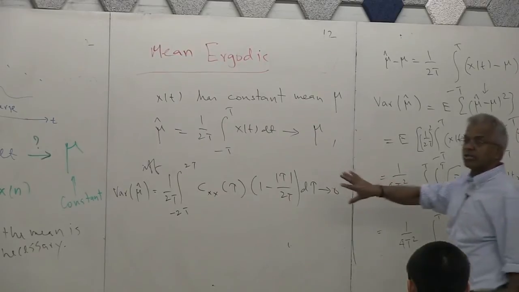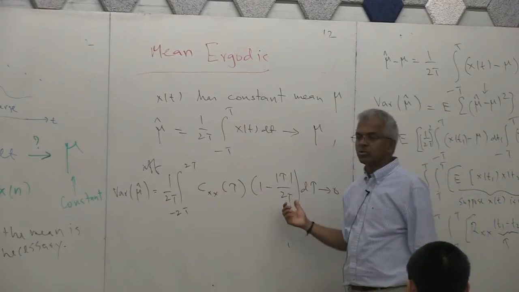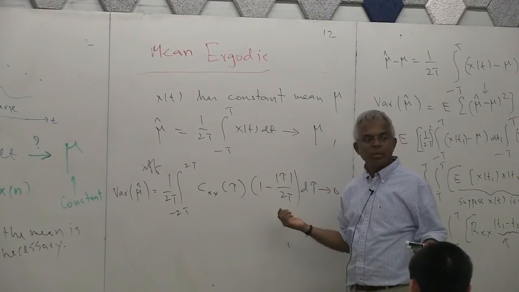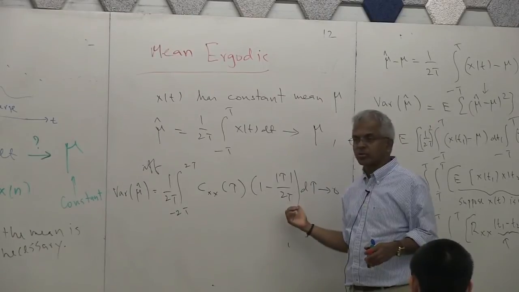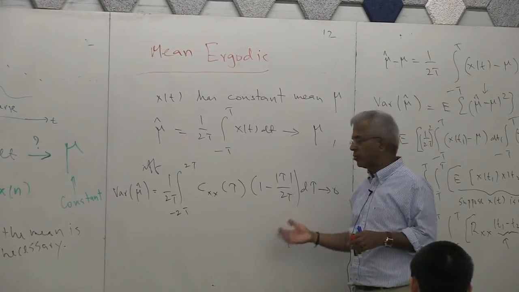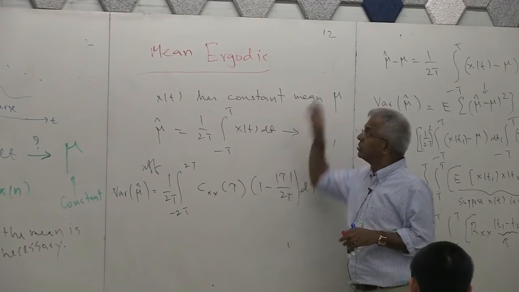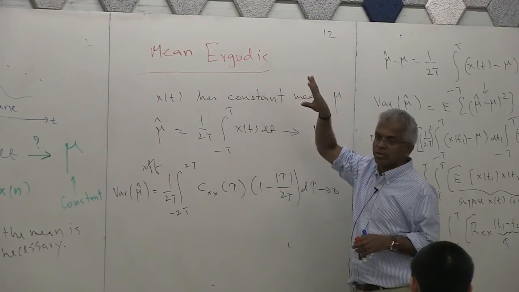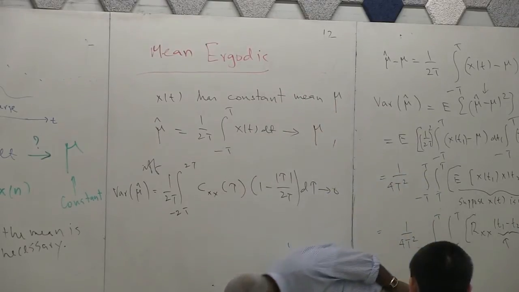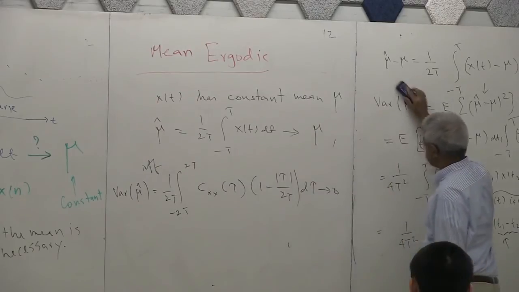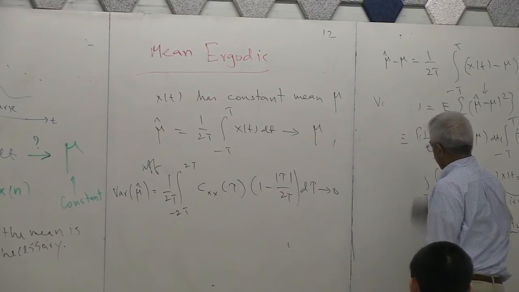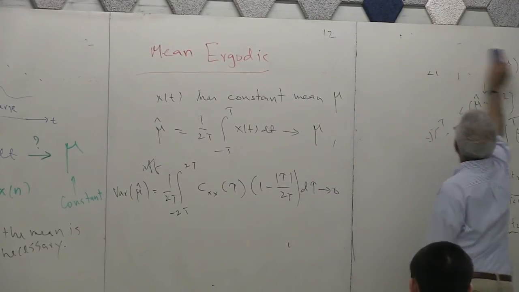So is this always true? Hello, is this always true? Maybe, maybe not. In some processes this will be true, some processes this will not be true. So if this condition is not true, then the process is not mean ergodic. So let me show you a case where this is true.